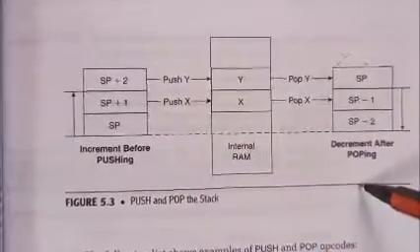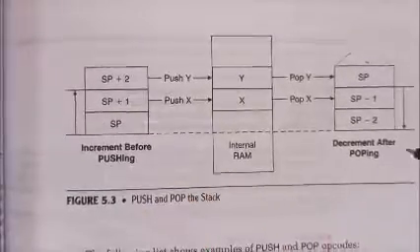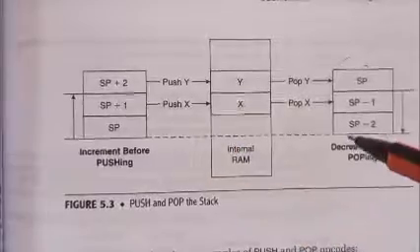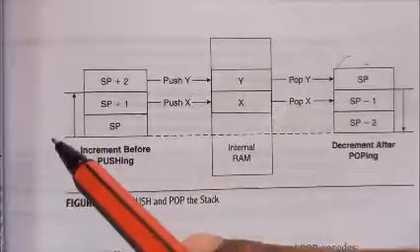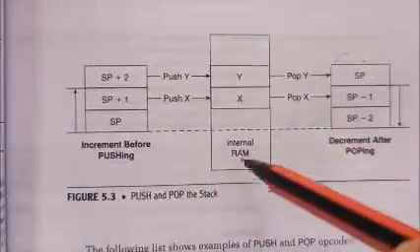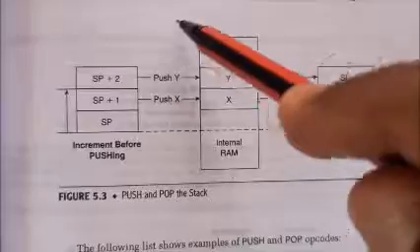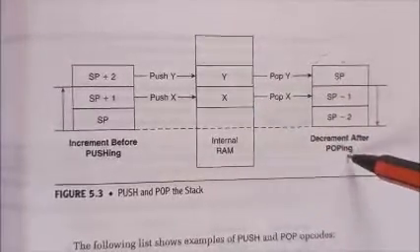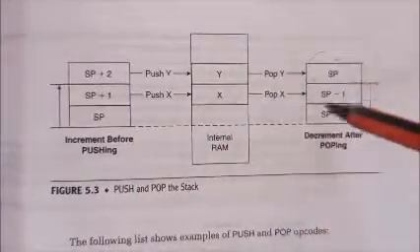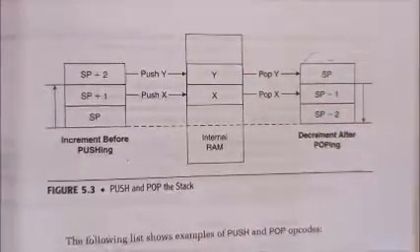So when we speak about the stack, we need to explain two instructions, that is push and pop. These are also data transfer instructions. Push is something like the insertion of elements into the RAM location, the internal RAM. Push is the insertion operation. Pop is the deletion operation. Pop is exactly the reverse of pushing.